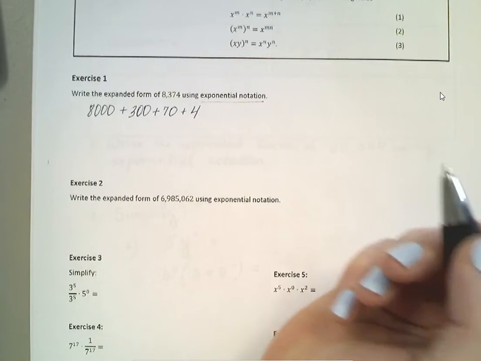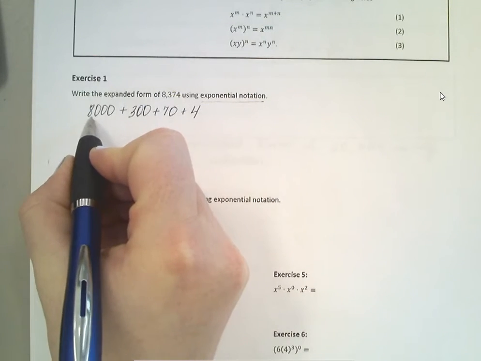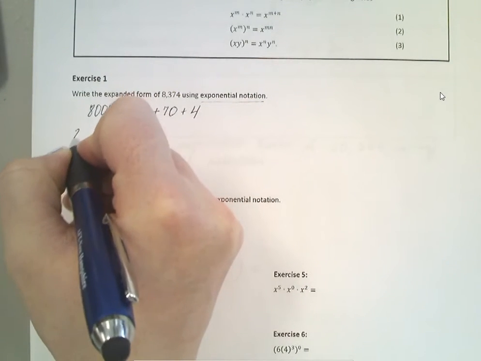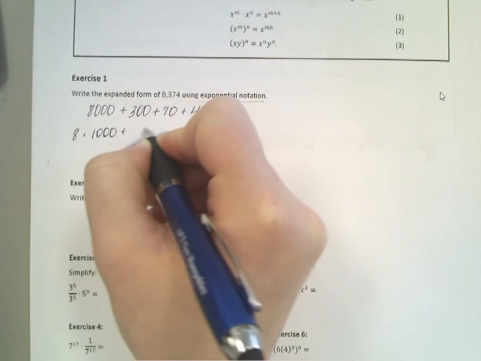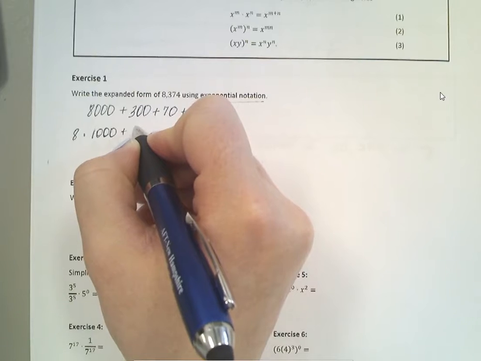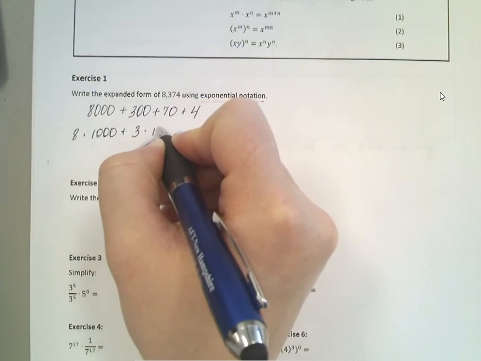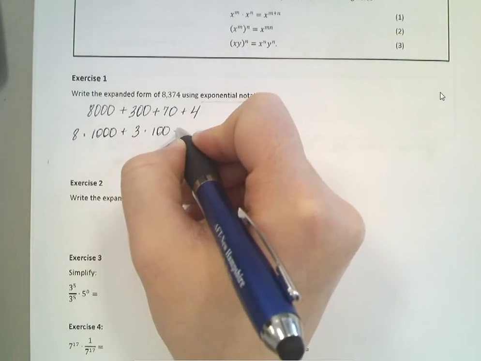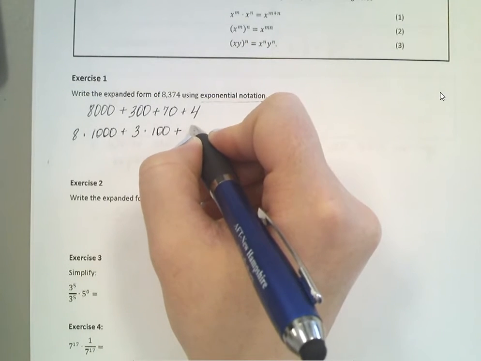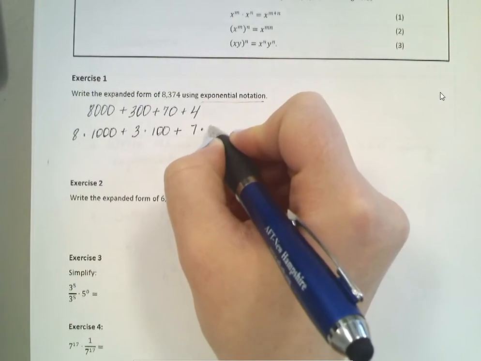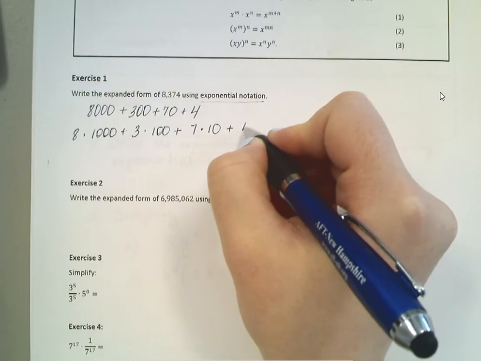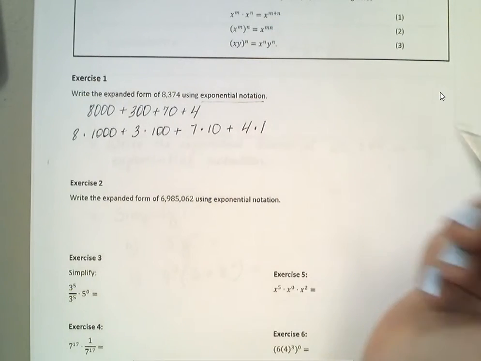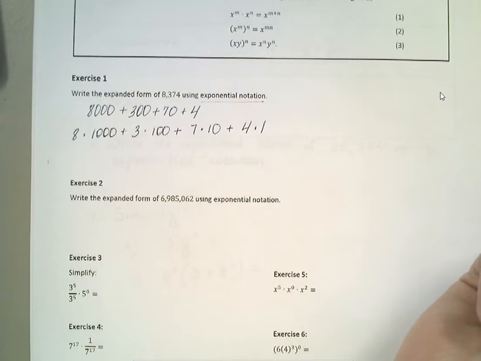Okay. I'm going to change that 8,000 now into 8 times 1,000. And I'm going to change 300 into 3 times 100. I'm going to change 70 into 7 times 10. Okay, and I'm going to change my 4 into 4 times 1. This is our place value, isn't it?